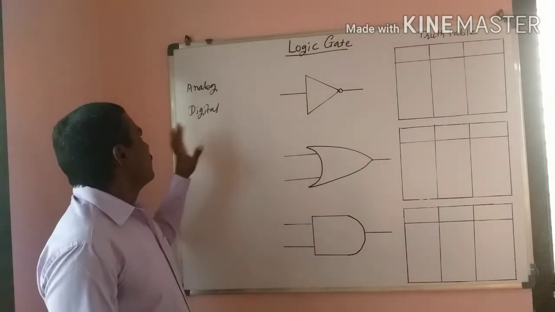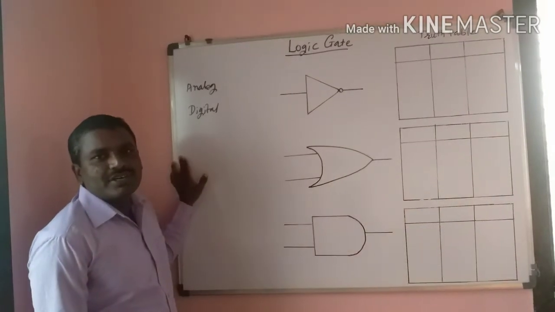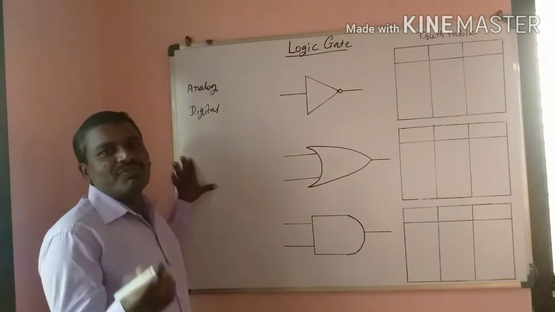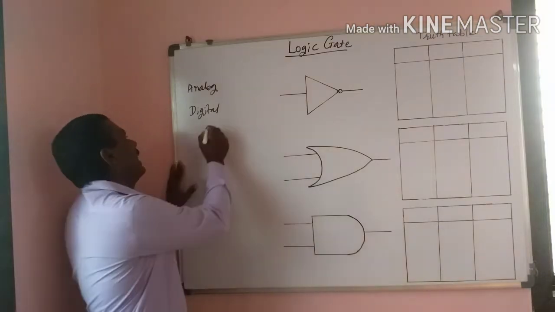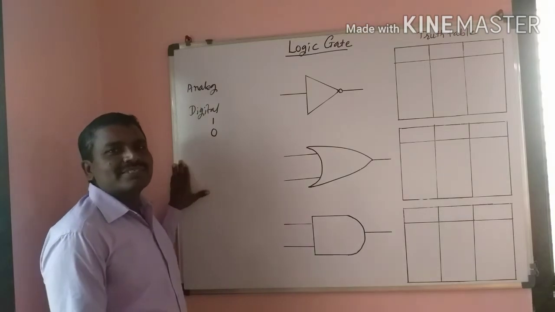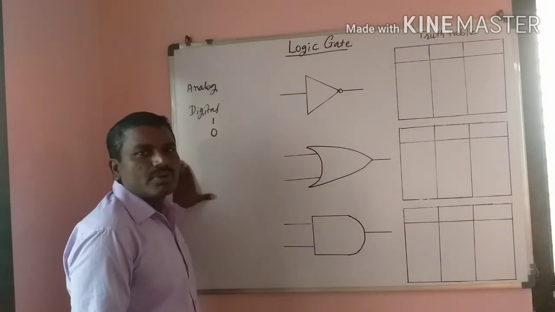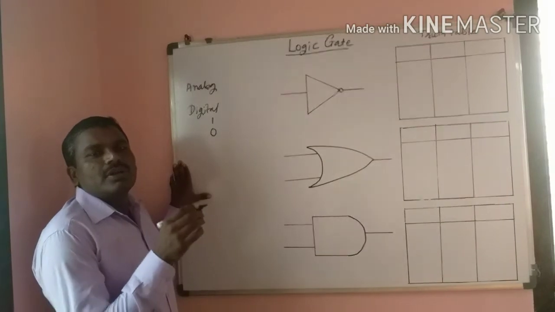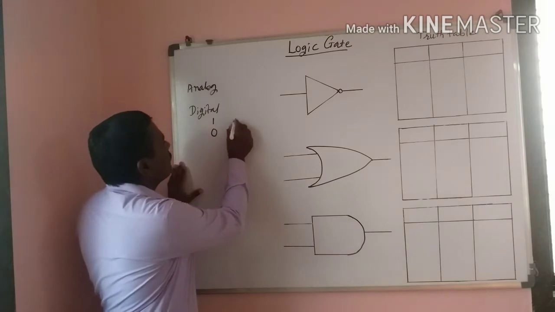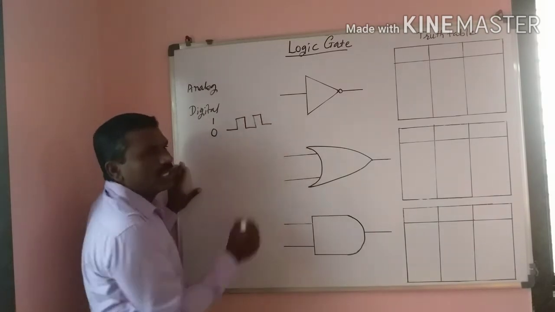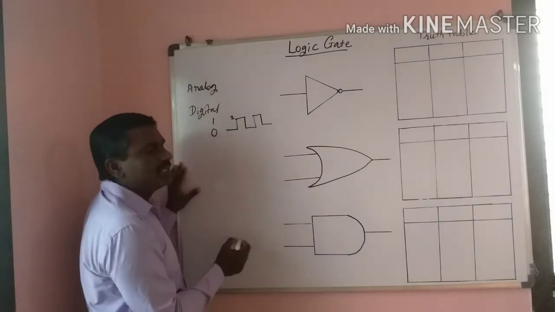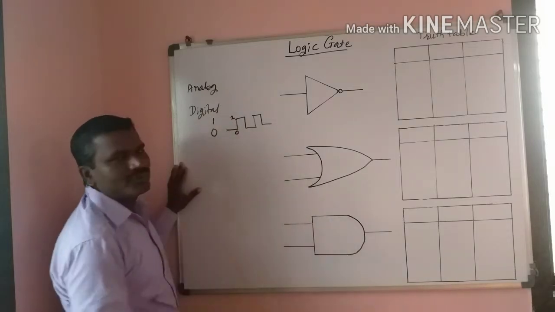Now we can see the digital signal. A signal which contains two discrete values, that means a high value, that is 1, and a low value, that is 0, is called a digital signal. In this digital signal, we should consider the example of a square wave. It has a high value, that means 1, and a low value, that is 0. This is the example of a digital signal.